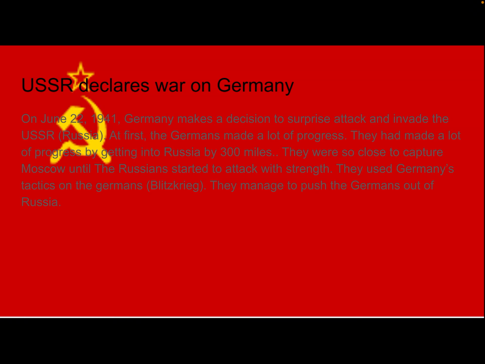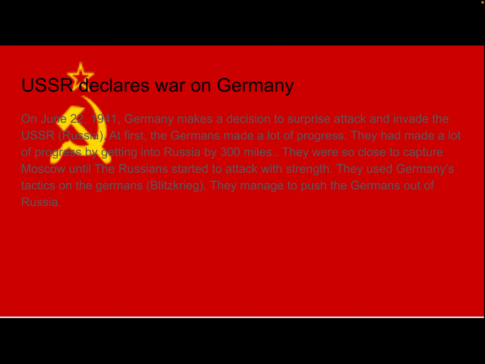USSR declares war on Germany. On June 22, 1941, Germany makes a decision to surprise attack and invade the USSR, which is Russia. At first, the Germans made a lot of progress. They had made a lot of progress by getting to Russia by 300 miles. They were so close to capturing Moscow until the Russians started to attack with strength. They used Germany's tactics on the Germans. Blitzkrieg. They managed to push the Germans out of Russia.